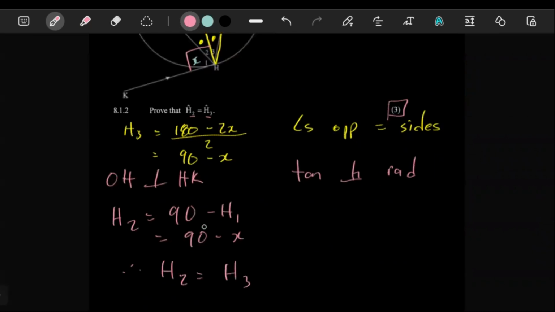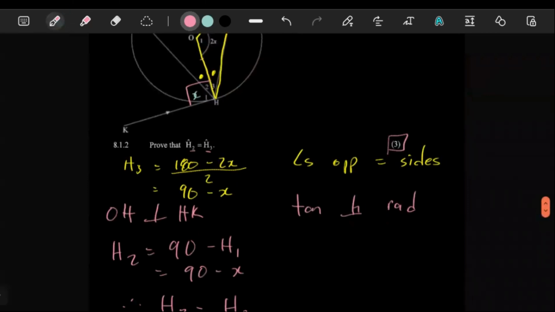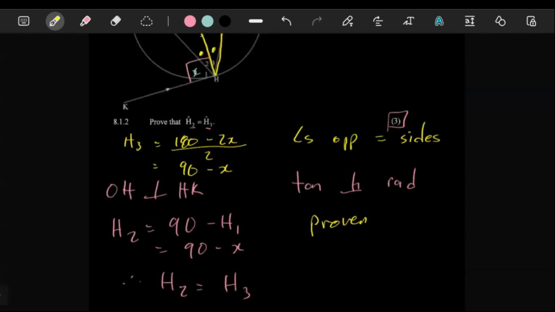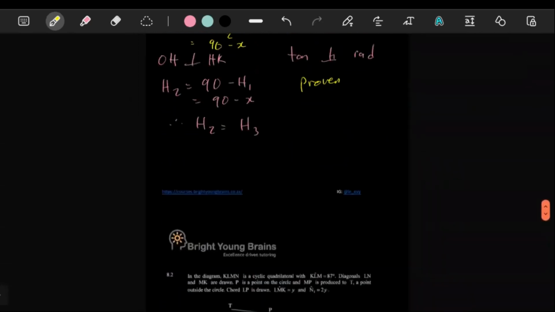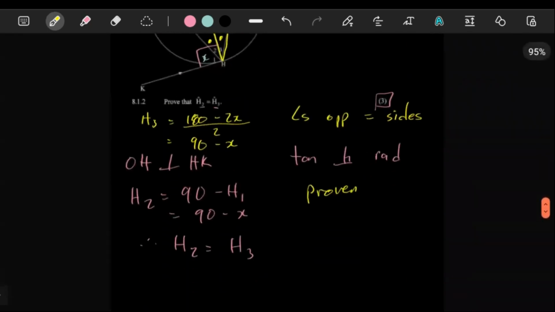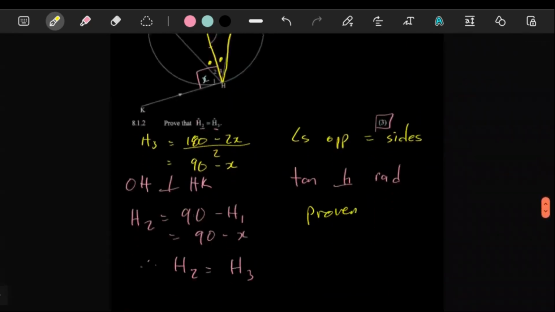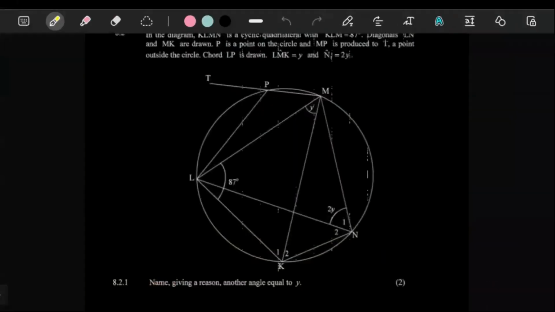So if you want to write down a reason for this, I mean, it's proven. You proved that this tiny part is x, and you showed that the whole thing is 90. So you can just write 90 minus x here, proven, because you proved that the tiny part there, which is H1, is equal to x. Okay, 3 easy marks there, nothing crazy, nothing major. So I think, yeah, that is that for this 8.1.2. Let us move on. Okay, 8.2.